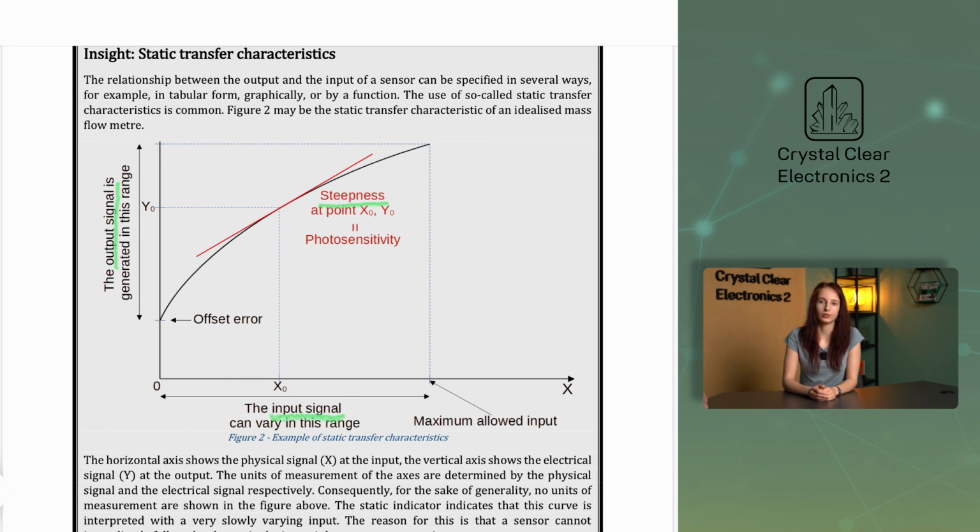It is also possible that the slope is 0, so the same value of y is associated with several values of x, thus the sensor is insensitive to changes in input in the given range. This section of the static transfer characteristic is called the dead zone.